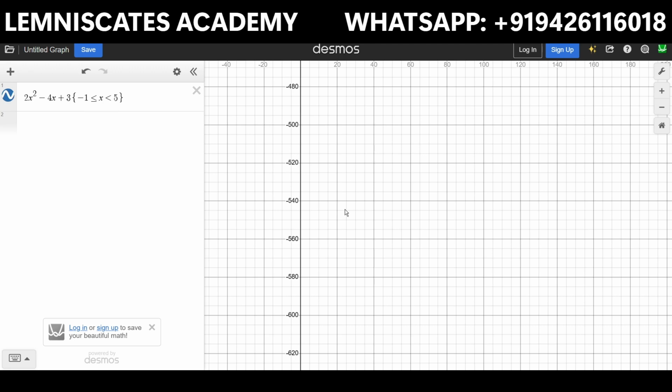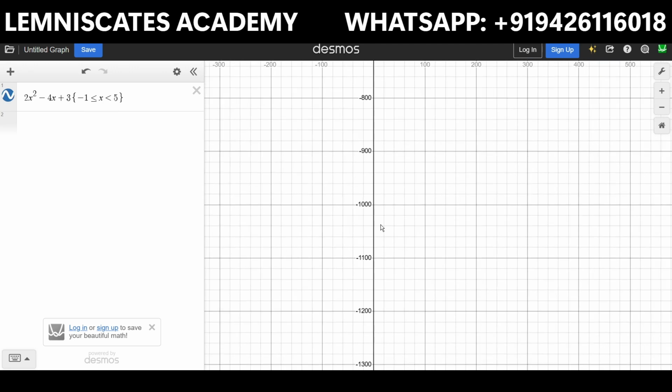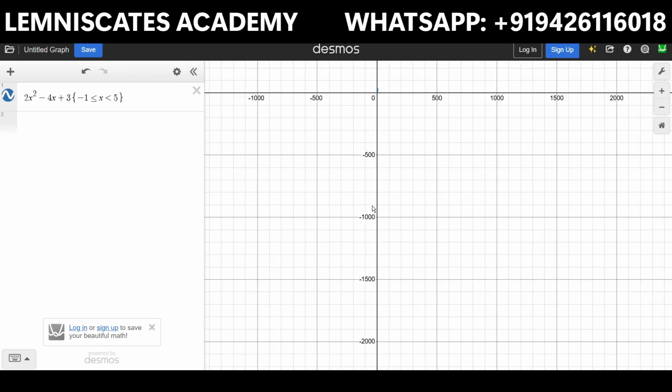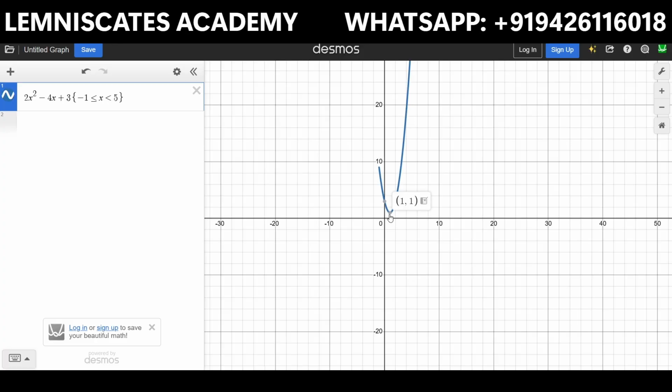And the graph that you are going to get, let me just go down, down, down. Let me zoom out. Okay, there is the graph as you can see, right? The minimum value of the graph is starting from 1.